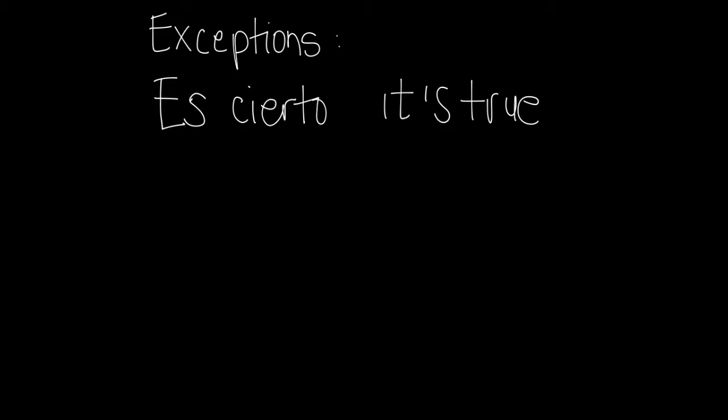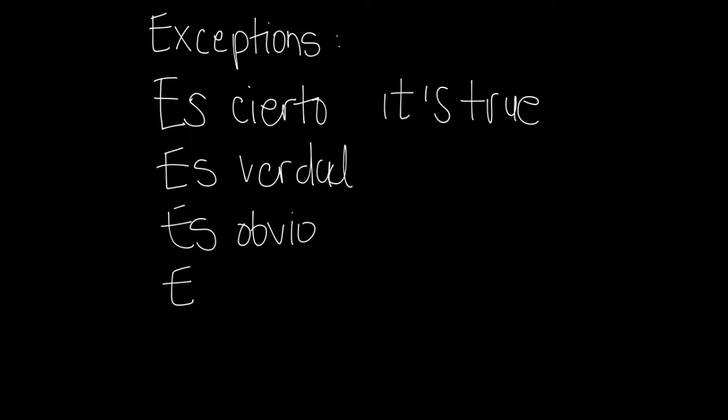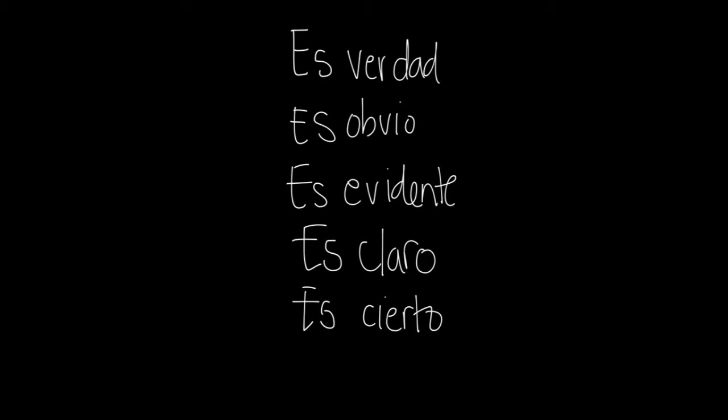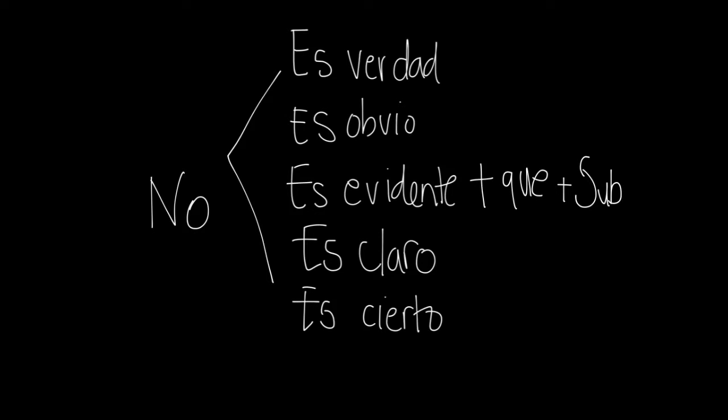So now let's take a look at a couple of exceptions. When we want to express certainty, remember that that is an expression that is followed by the indicative. So if we have impersonal expressions such as es cierto que, it's true that, or es verdad, es obvio, es evidente, then these expressions are going to need the indicative. But if I have a no placed before those expressions, then I'm going to use a verb in the subjunctive.